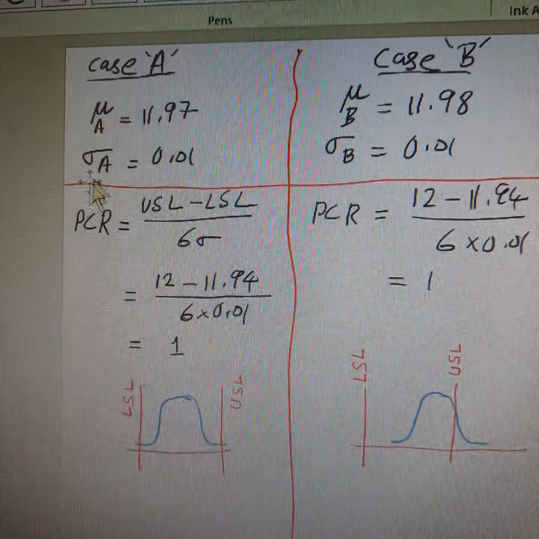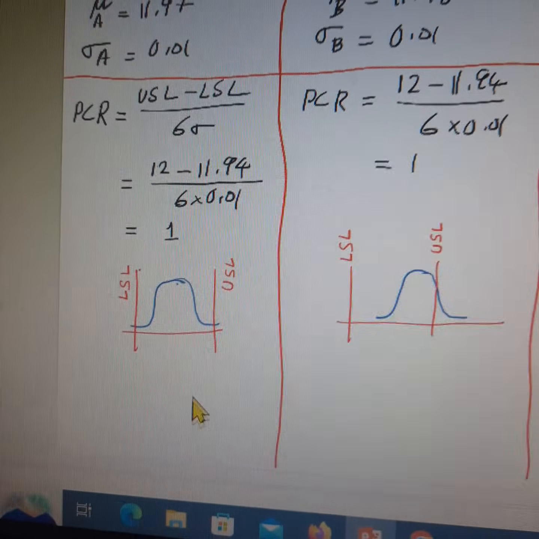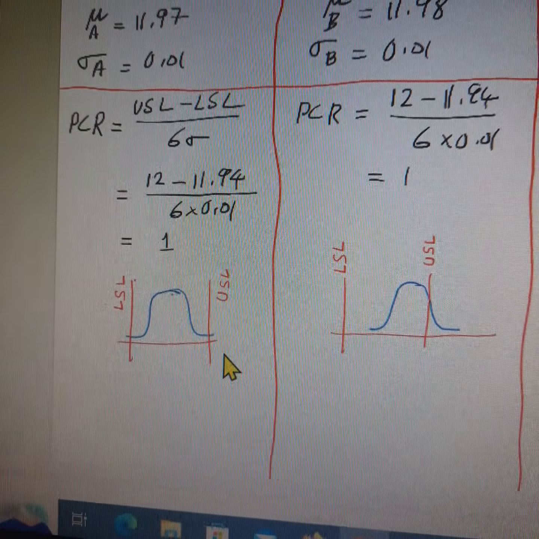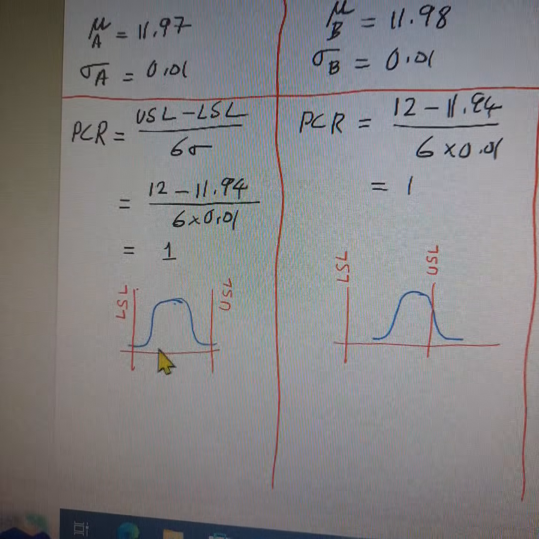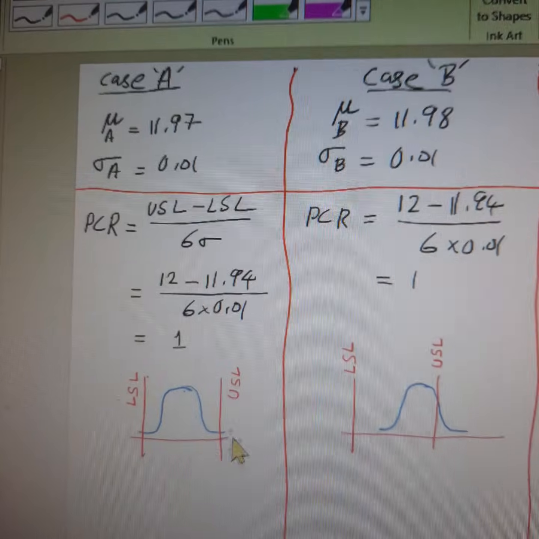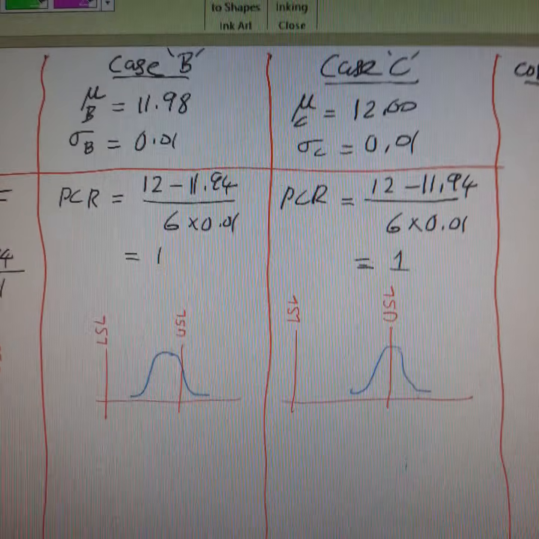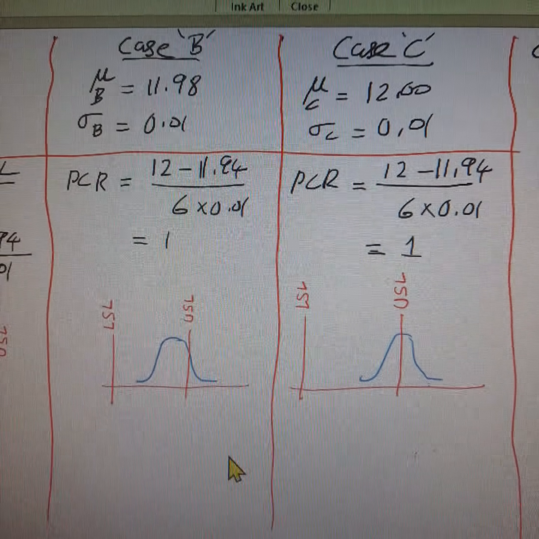For the first case, the mean is 11.97. It is coinciding with the drawing mean. See, this is the distribution curve for the process, and this is USL and LSL. So the process is centered. For case B and case C, the process is off-centered.